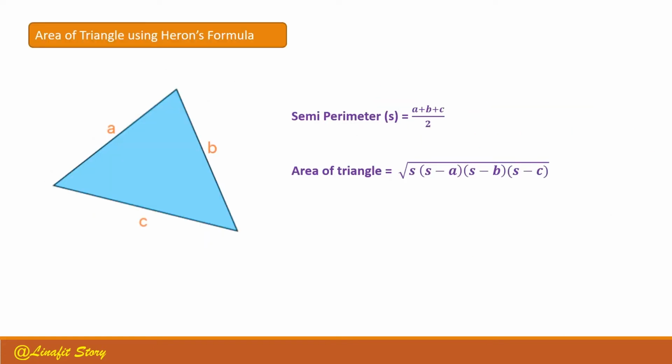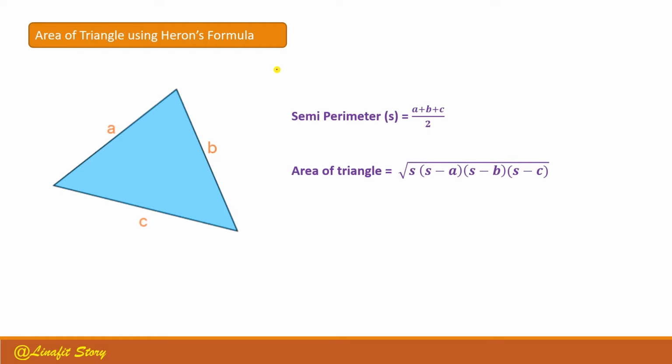Area of a triangle using Heron's formula. Heron's formula is used to find the area of a triangle when the lengths of the three sides of the triangle are known. To use this formula, we need to know the perimeter of the triangle, which is the distance covered around the triangle, and is calculated by adding the lengths of all three sides.